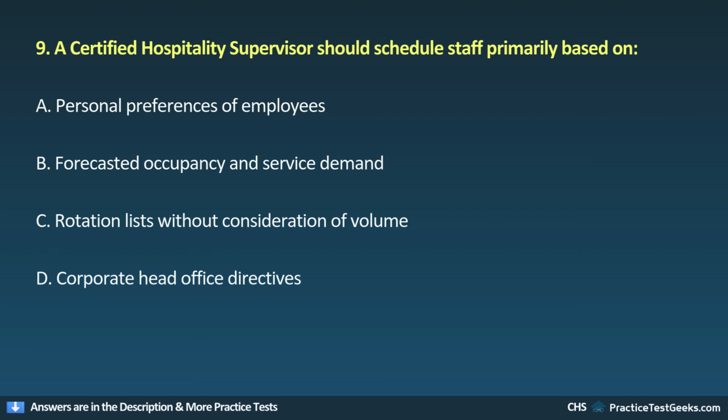9. A certified hospitality supervisor should schedule staff primarily based on A. Personal preferences of employees. B. Forecasted occupancy and service demand. C. Rotation lists without consideration of volume. D. Corporate head office directives.